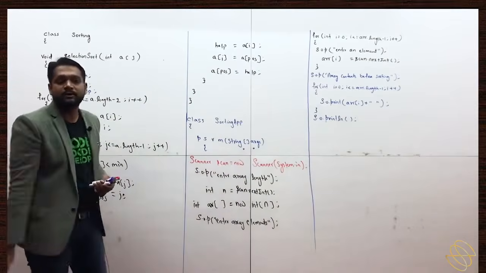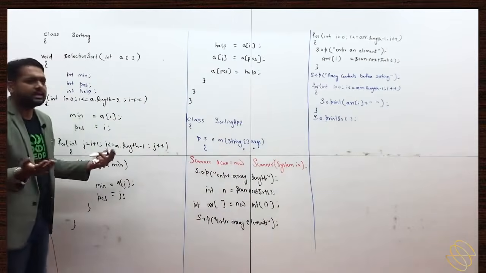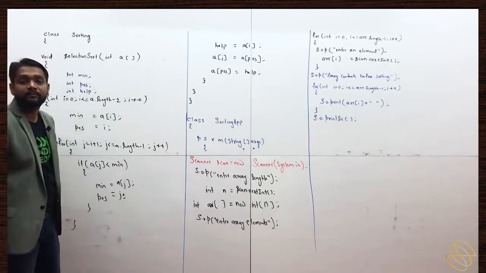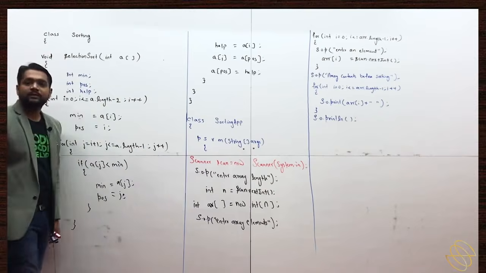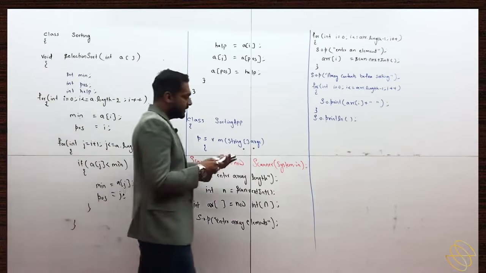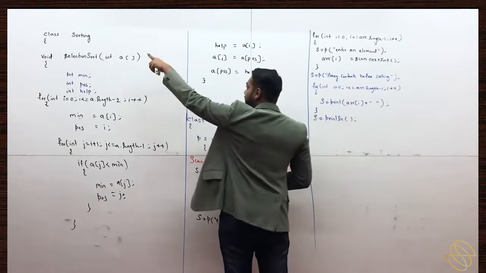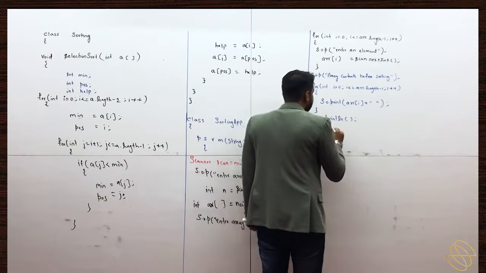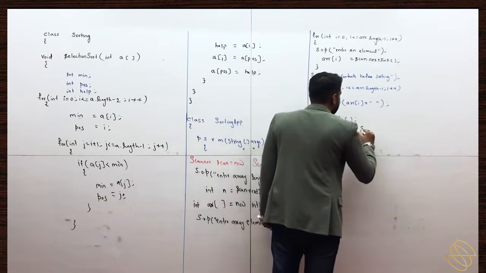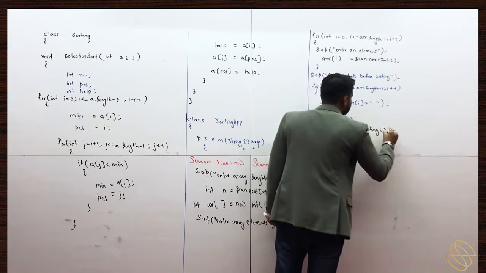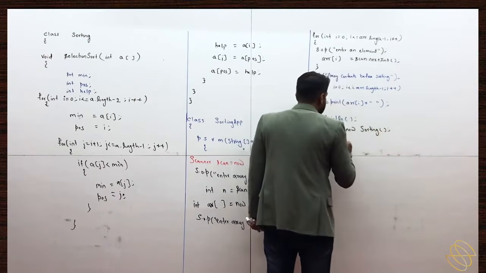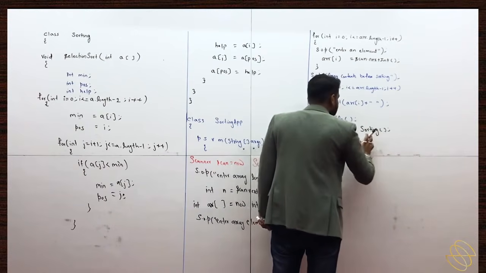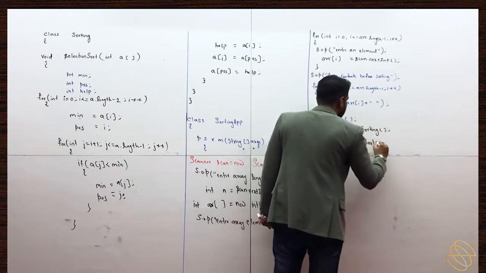Now I have to sort it. For sorting I need not write the logic again. I have already written a method that does sorting by using the selection sort way. That is what it does. So what I will do is call that method. Before calling that method, I have to create the object of Sorting. I would tell Sorting S is equal to new Sorting, and I would tell S dot selectionSort. Like this I would call selection sort.